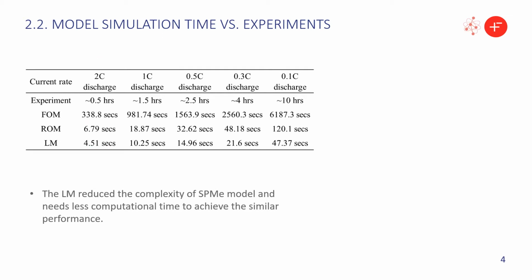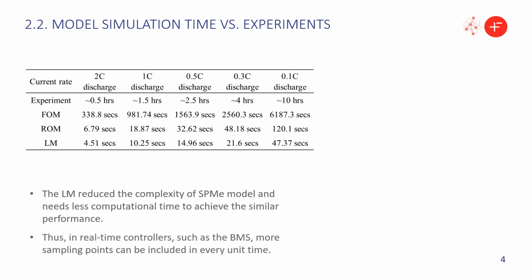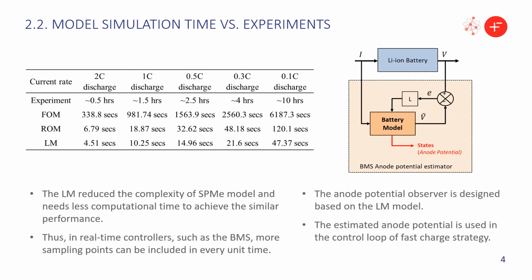And the longer the real-world experiment, the more benefit the linear model can get with less simulation time. Therefore, in real-time controllers, such as the battery management system, more sampling points can be included in every time unit. After that, the linear model is used to design the observer to estimate the anode potential, and the estimated value is used in the control loop for the fast charge strategy.